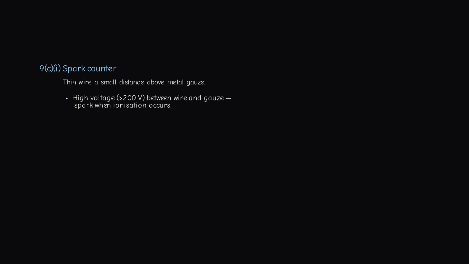Part C. 9c. Part 1. Spark counter structure. Spark counter. Thin wire mounted a small distance above a metal gauze. High voltage applied between wire and gauze. A spark when ionization occurs.